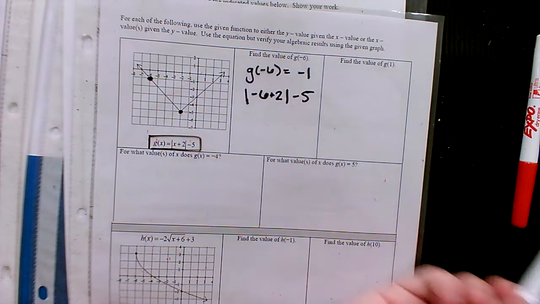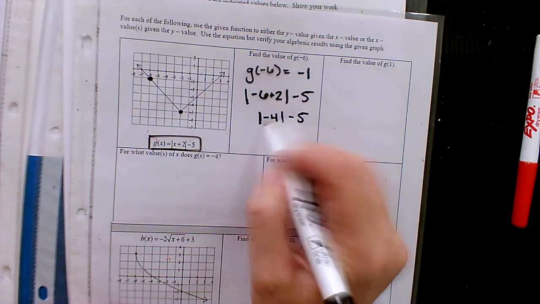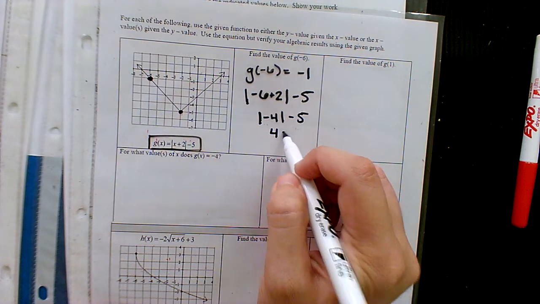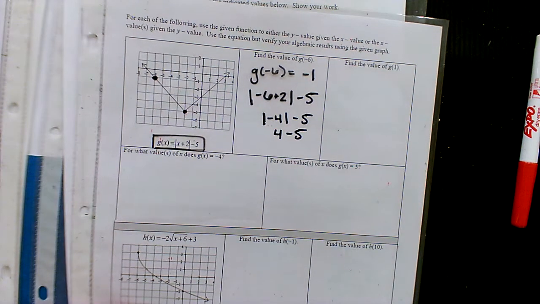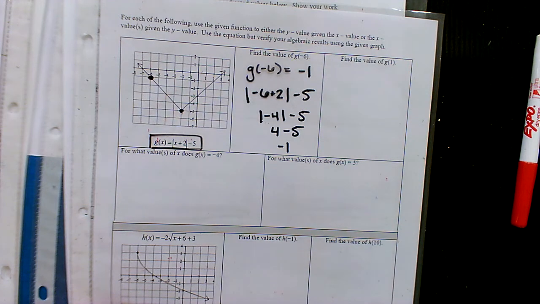So -6 plus 2 is -4. Absolute value of -4 changes to positive 4. 4 minus 5, -1. Okay, so it checks out. We can confirm from the equation that the graph looks good.